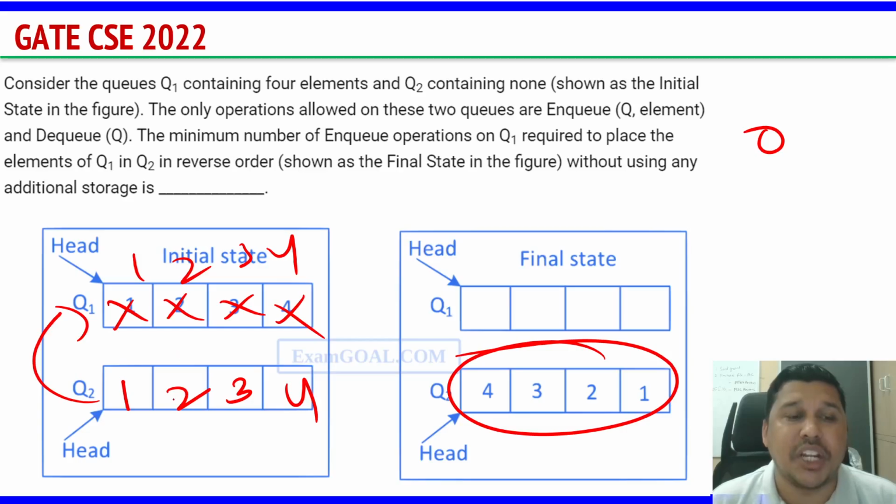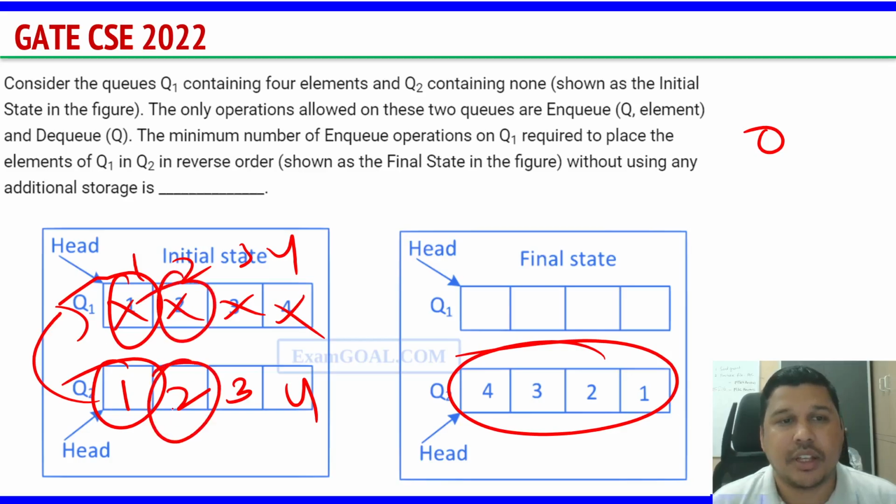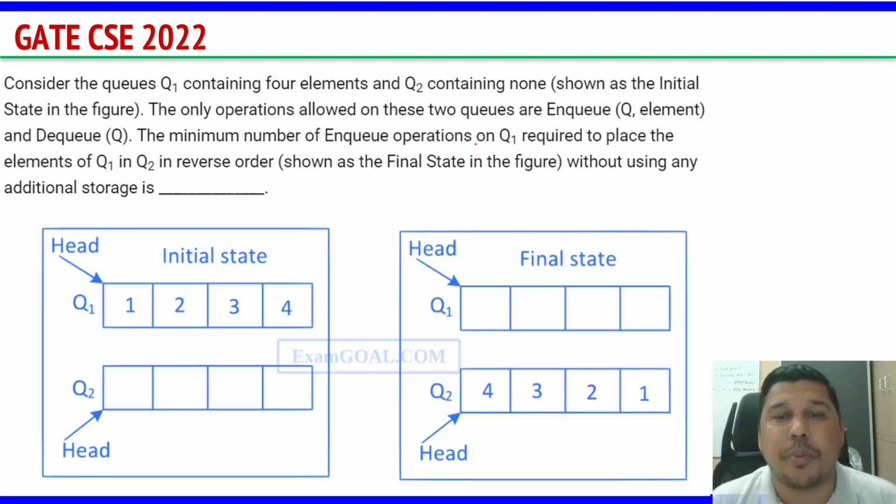Because we can perform only deletion. If I am performing deletion, first one is getting deleted, 1 comes here, 2 gets deleted, 2 comes here. That's why the minimum number of NQ operations on Q1 is 0. Let's see the next question.